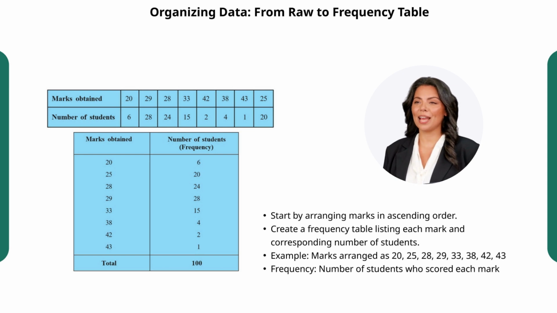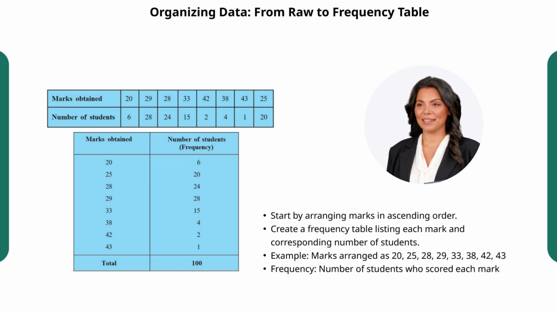20 students scored 25. And so on. Organizing data this way helps us understand the distribution of marks and prepares us for finding measures like the median, mean, or mode. It's like organizing your bookshelf so you can quickly find the book you need. Now, with this sorted frequency table in hand, we can move towards calculating the median effectively.